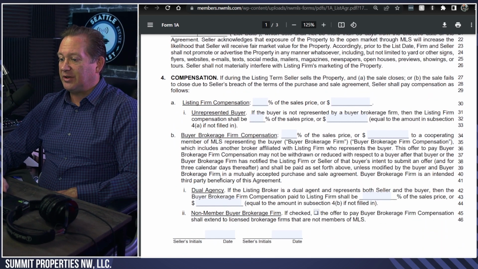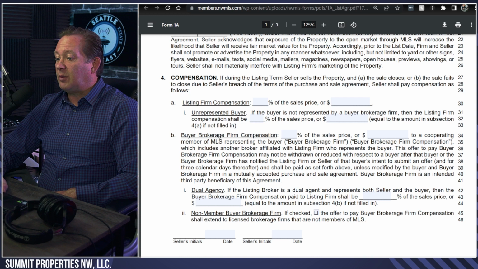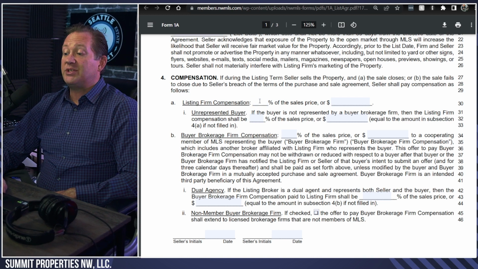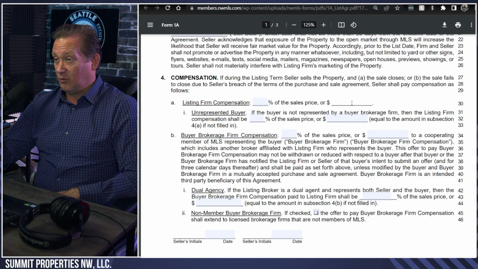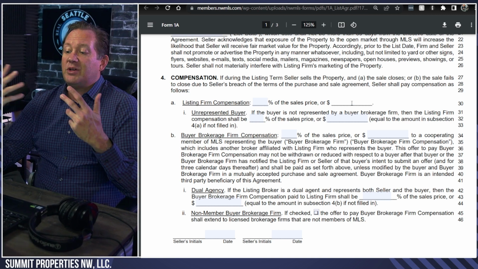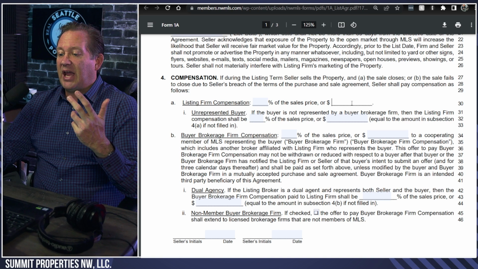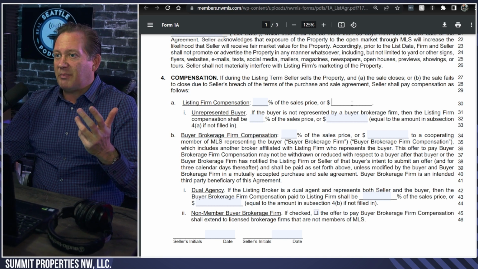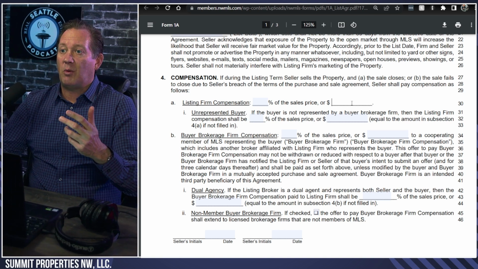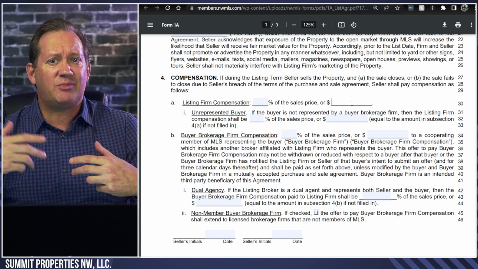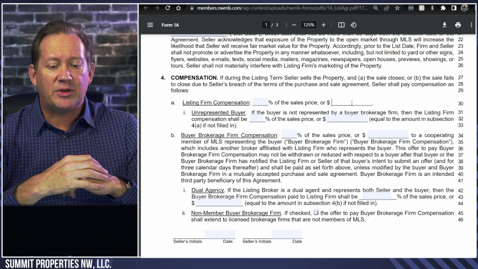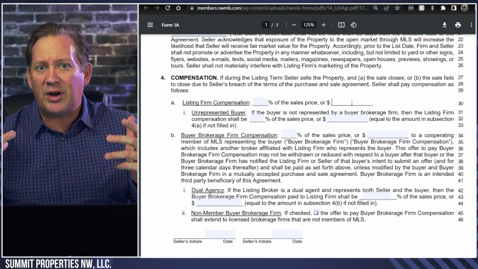Okay. Compensation. I'm going to skip down to listing firm compensation. That can be a percentage of the sales price, or it can be a flat fee. One of those two things. Typically what you're going to see, it really depends on the price of the property and the individual market, is anywhere from 2.5% to 3%, sometimes 2%. If you've got a big multi-million dollar property, it might be 1.5%.